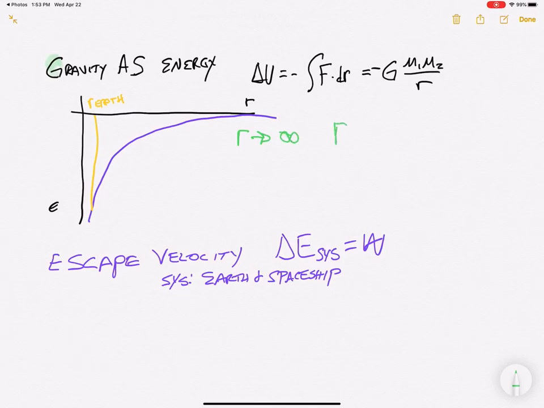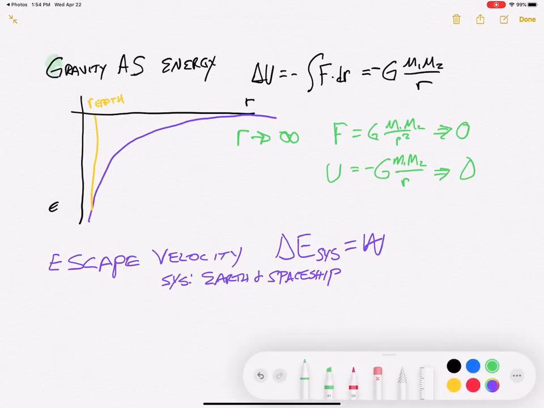that means the force, which is G m1 m2 over r squared, will go away, because you are so far away from the Earth that you don't feel any gravitational effects. Likewise, the potential energy, minus G m1 m2 over r, is also going to head towards 0. And that's the idea of the escape velocity for our spaceship.